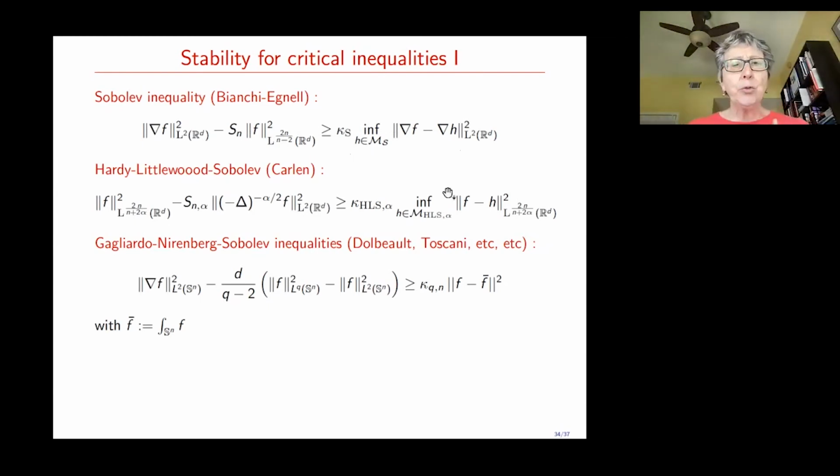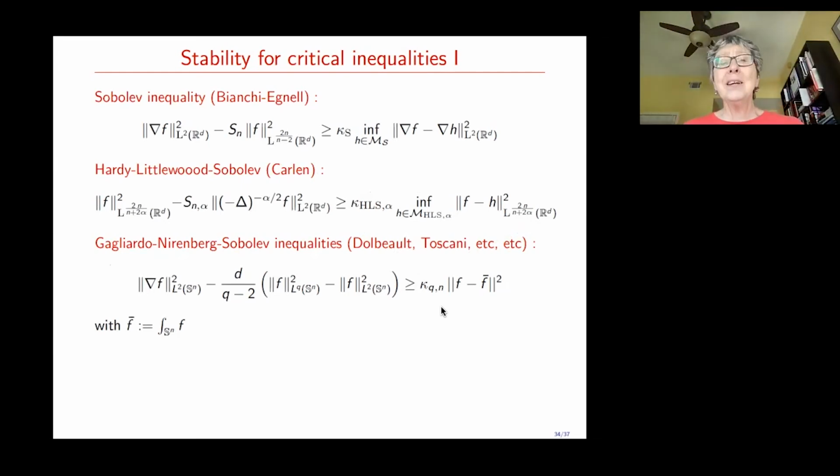And there have been other results for other inequalities. For example, for the famous Hardy-Littlewood-Sobolev inequality, there is a recent result of Carlen, who proves the same kind of result, again with a constant that is not known. For Gagliardo-Nirenberg-Sobolev inequalities, Dolbeault, Toscani, and many people have been working on this, and you also have this kind of result, again without knowing the optimal value of the constant. So there has been a lot of activity, no time to speak about it, but just to tell you that this is a very trendy and active area nowadays.